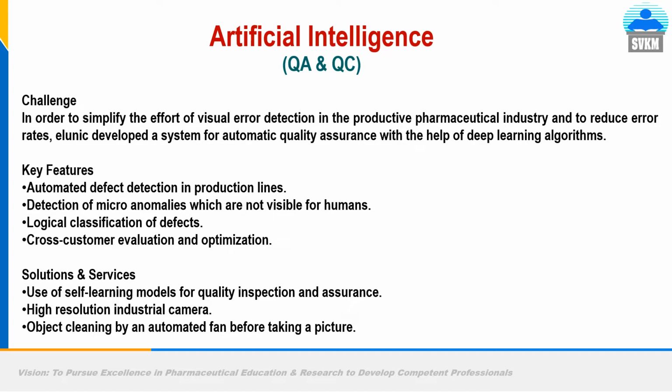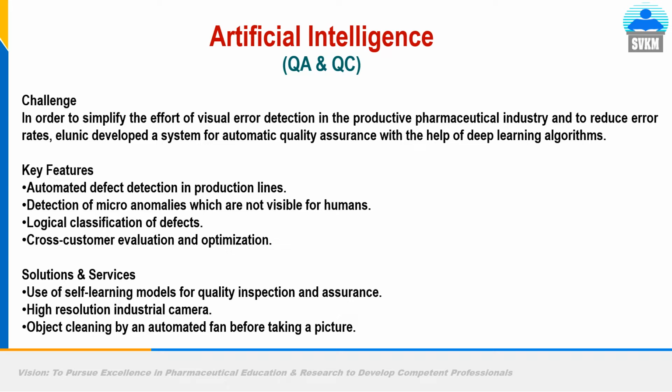Now we will talk about the key features. Automated defect detection in production lines, the detection of micro anomalies which are not visible to humans, and logical classification of defects. We all know machine learning can do three types of tasks: classification, regression, and clustering. So logical classification of defects can be done. For example, for defects in tablets, we can classify those defects using classification models, by taking images of those tablets and through the IPQC parameter. Then cross customer evaluation and optimization.